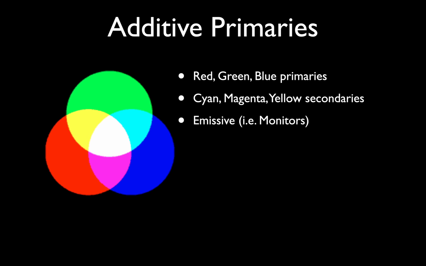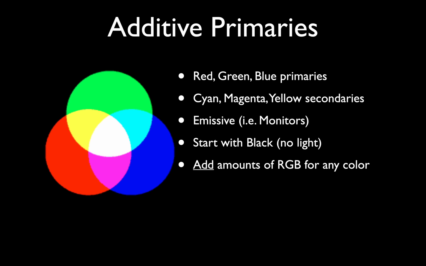Okay, it's an emissive technology. You need to think of a monitor or a projector. Those are where additive primaries work. You start with no light. It's the example that we were looking at here with the black screen. You start with black, absolutely no light at all, and you start to add light. That's why it's called an additive system, an additive primary system. You start with black. If you add amounts of RGB, you can achieve any color. This is critical. Equal amounts of RGB equal gray.